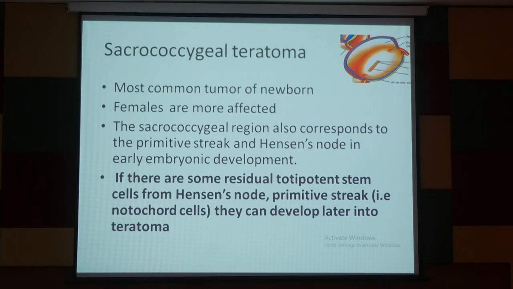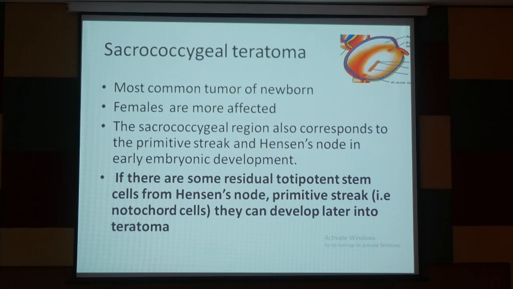So where is this particular sacrococcygeal tumor coming from? It's happening in the sacrococcygeal region, and residual totipotent stem cells of the Hensen's node or primitive streak of the notochord cells can reach there, stay there, grow abnormally there, and can lead to this particular disease. We call it sacrococcygeal teratoma.